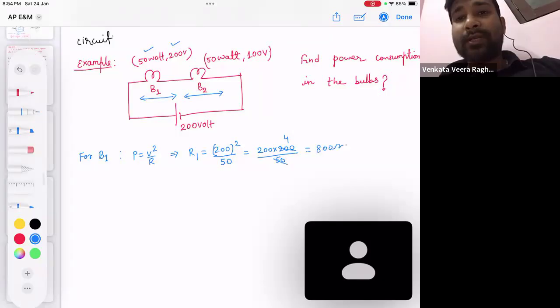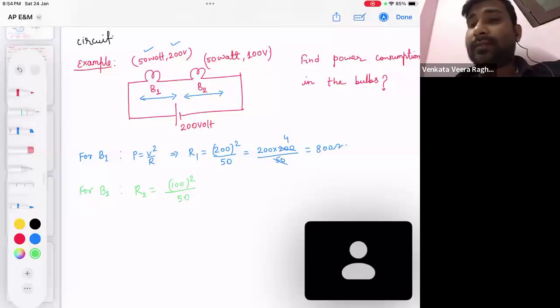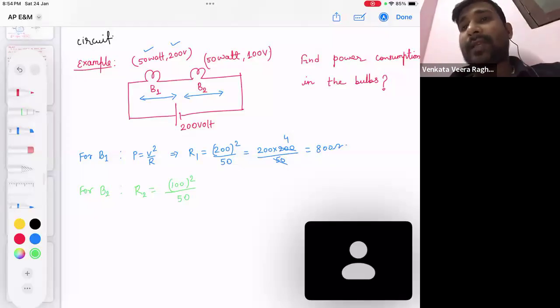Let's do the same thing for bulb number 2. So for the second bulb, the resistance will come V squared by R, sorry, V squared by P. I am calculating resistance now. V squared by P, so I am getting 100 into 100 divided by 50, 200 ohm. Now I can solve this question, isn't it?